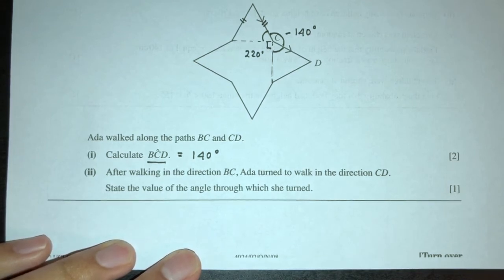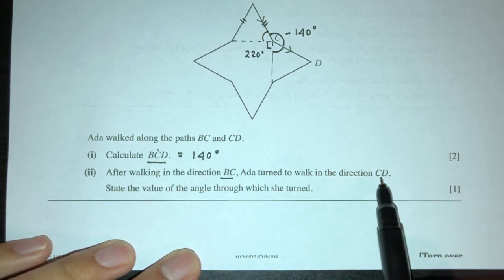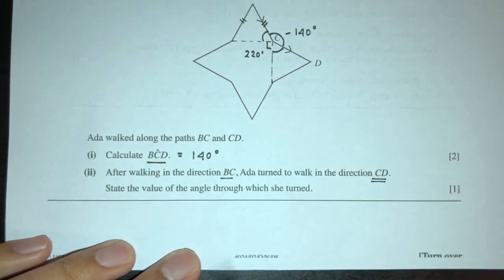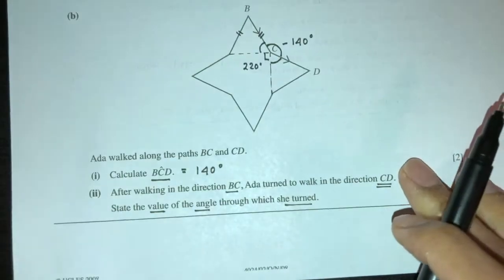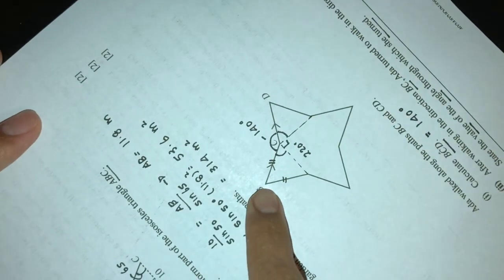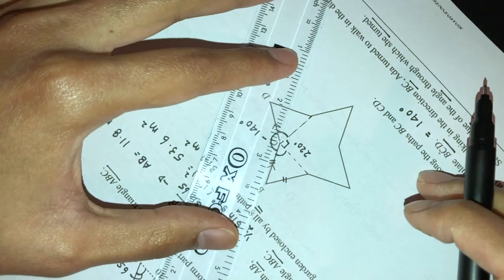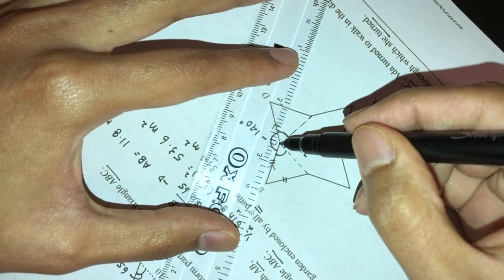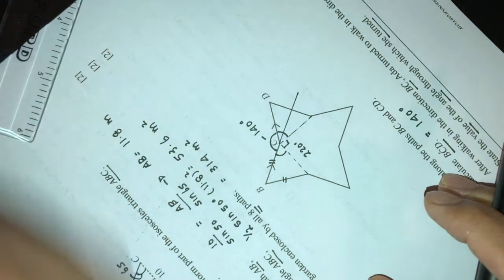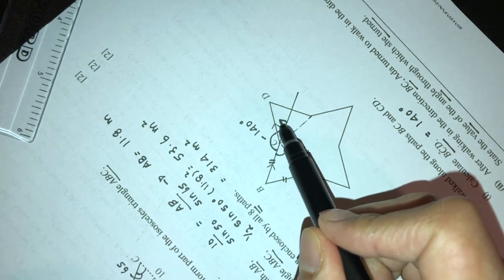Now part 2, after walking in the direction of BC, Ada turned to walk in the direction of CD. State the value of the angle through which she turned. So you have to observe. She first walked from B to C. By walking B to C, you are going in this direction, right? And then if you want to continue from C to D, you have to turn by this angle.